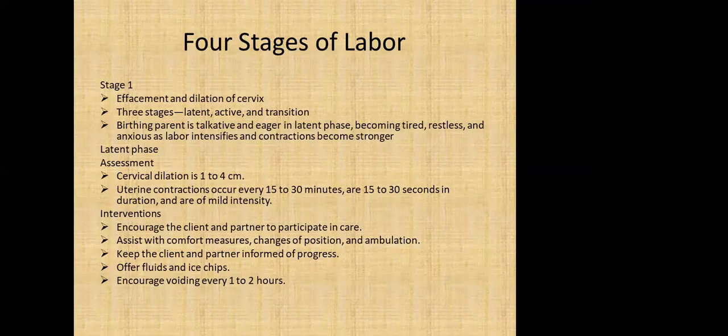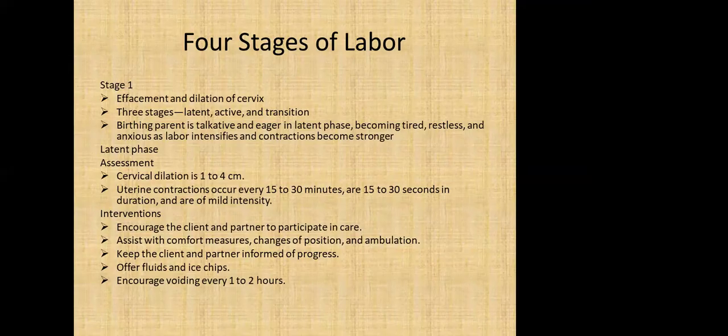So if you get a question about the latent phase and they are asking what is the expected extent of dilation of the cervix during the latent phase, you will see maybe 1 to 4 cm, 1 to 3 cm, 1 to 5 cm, and all that. You should understand that within the first phase, that is the latent phase, the cervix has to dilate up to 4 cm, 1 to 4 cm.